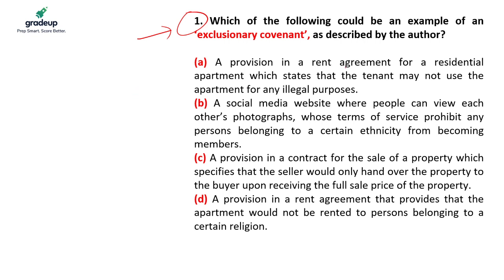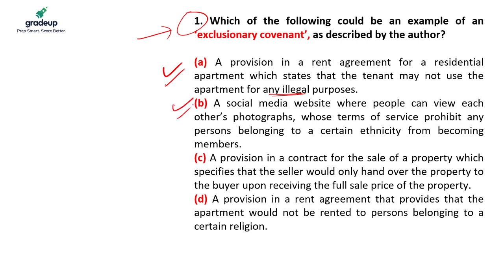A provision in a rent agreement for a residential apartment which states that the tenant may not use the apartment for any illegal purposes. Now it says discretionary, not unlawful. No, so this is not an exclusionary covenant, this is a legal covenant. This is something that must be ensured. So this is not an example of an exclusionary covenant. This is an example of a legal covenant. Nobody can use it for illegal purposes. This is not discriminatory on the basis of religion, caste, etc.